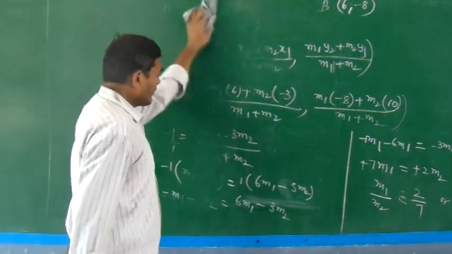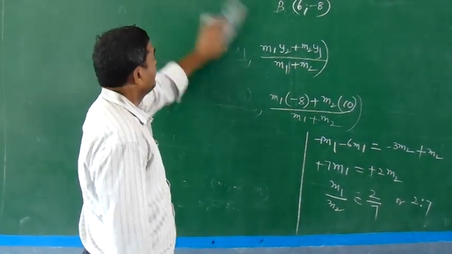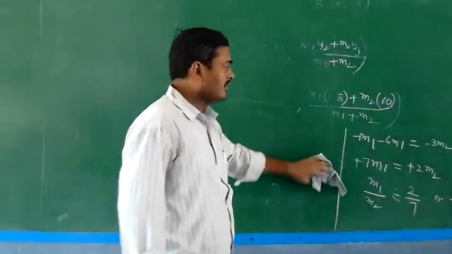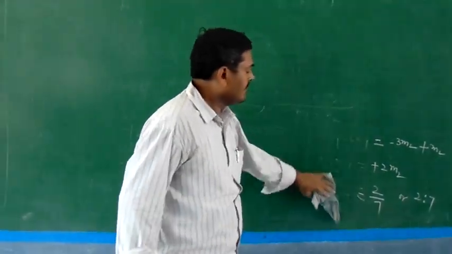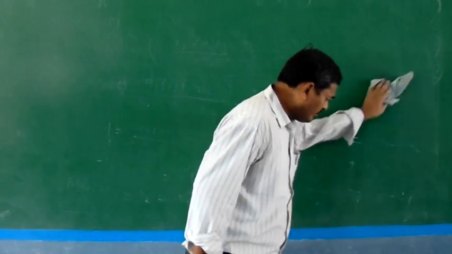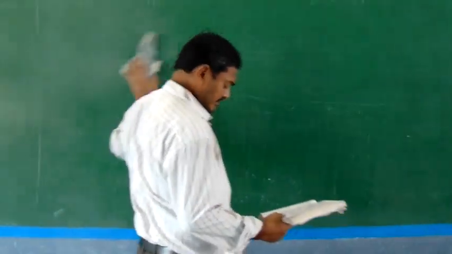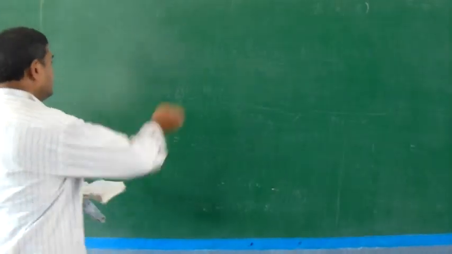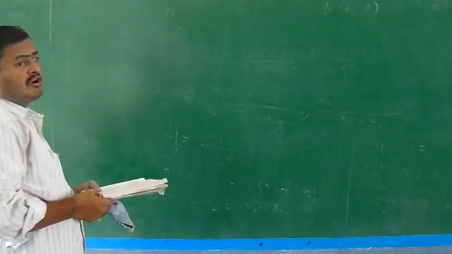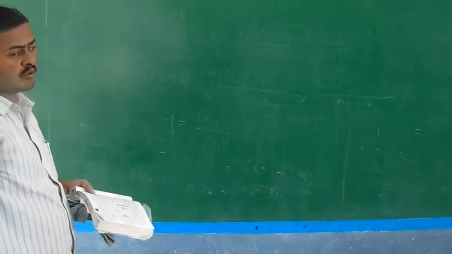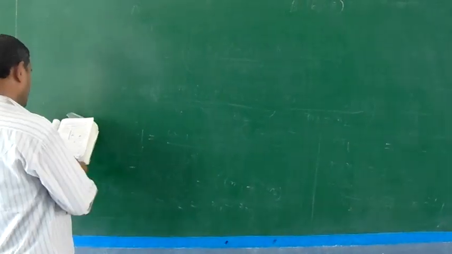Now what is the formula for the midpoint? For A (x1, y1) and B (x2, y2), the midpoint of AB. I will explain that once again. So what is the midpoint formula? x1 plus x2 by 2, comma, y1 plus y2 by 2.